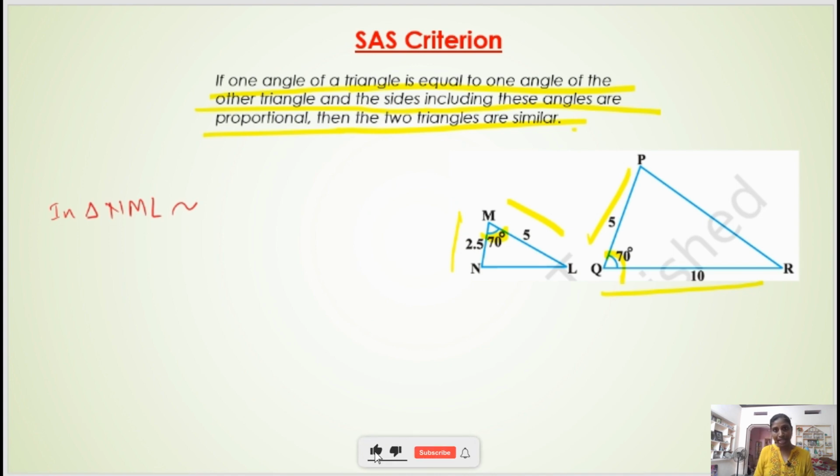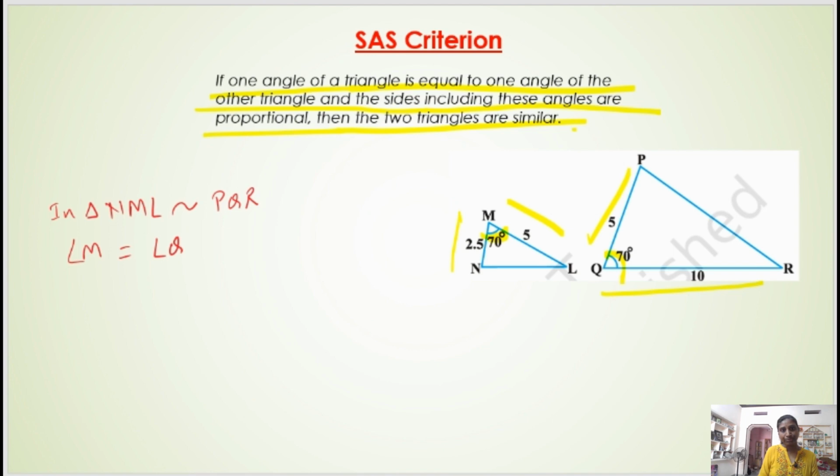So NML means PQR. So angle M is equal to angle Q. Both are 70 degrees. Okay.